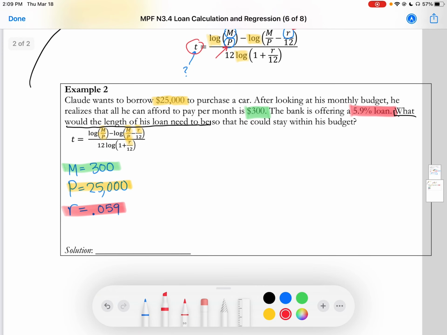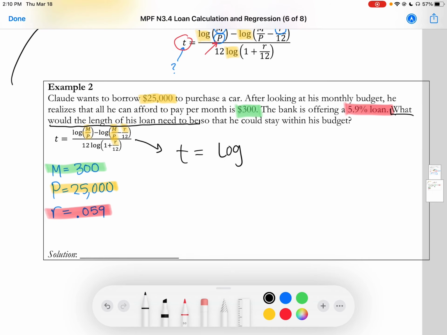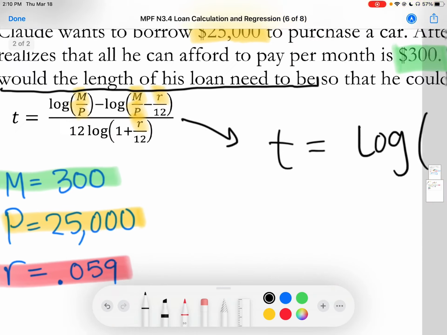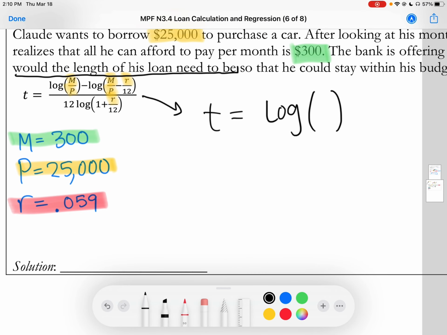So what we don't know is T. He wants to know how long his loan needs to be. Well, let's take this loan length formula right here. T equals, let's plug everything in. So we have log, just write log. Again, you'll just click it on your calculator. We have log of M over P. M is 300. I'm going to give myself some more space. M is 300. P is the principal, 25,000.